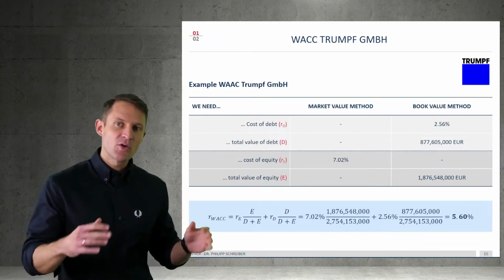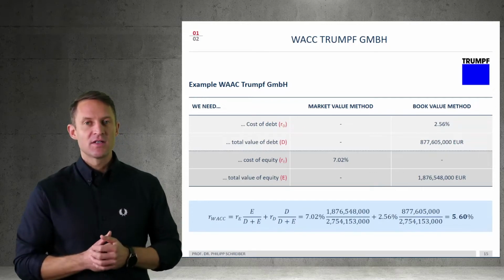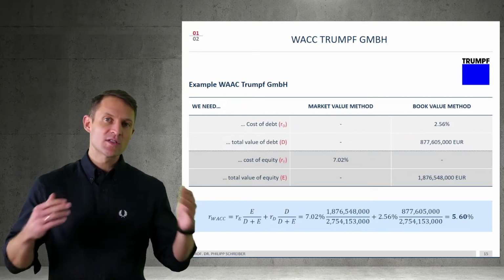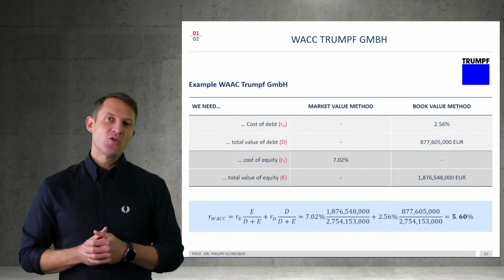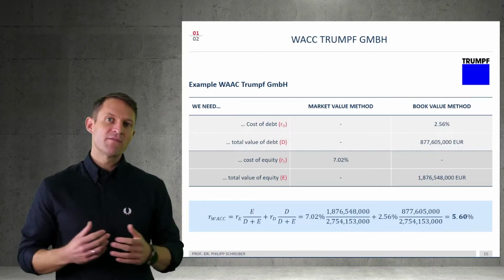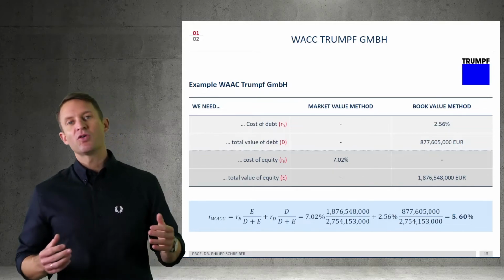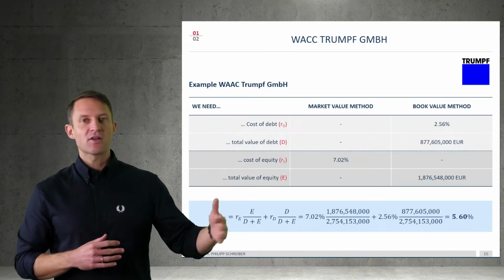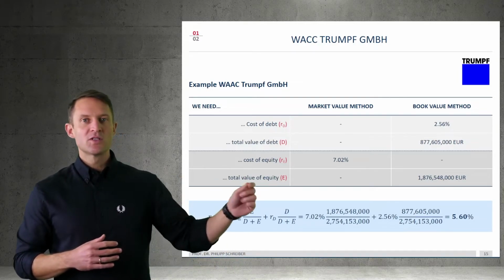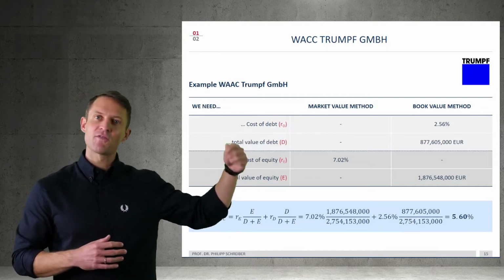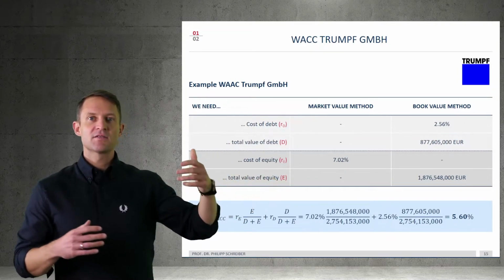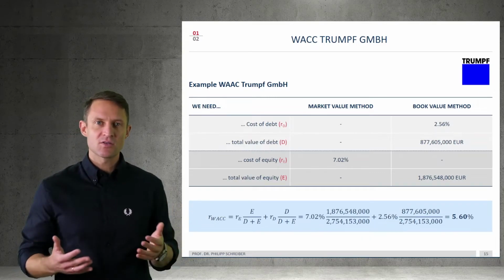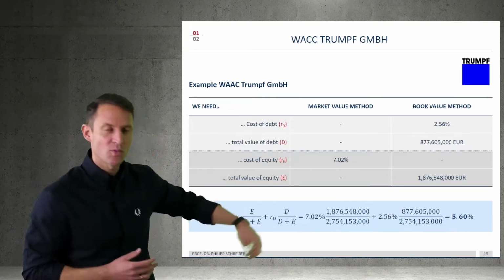Why is this so important? Why all this effort to come up with this 5.6%? What can we use this number for? If you think of an investment decision where you say, let's calculate the NPV, let's calculate the present value, you always use an interest rate to discount future payments. And so far, maybe you didn't think about where this interest rate comes from. What is this interest rate? Actually, what you would use is the weighted average cost of capital.